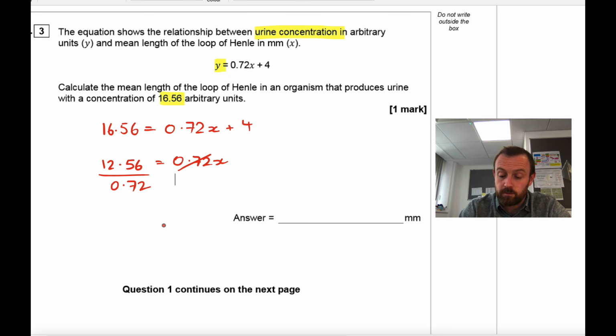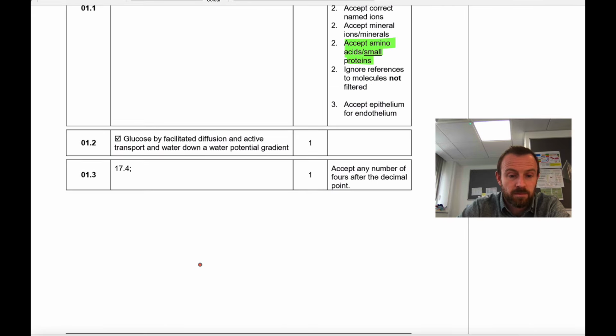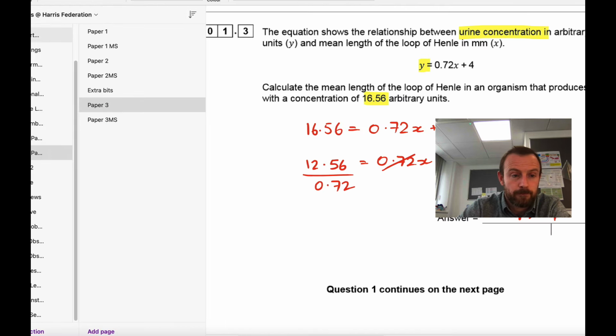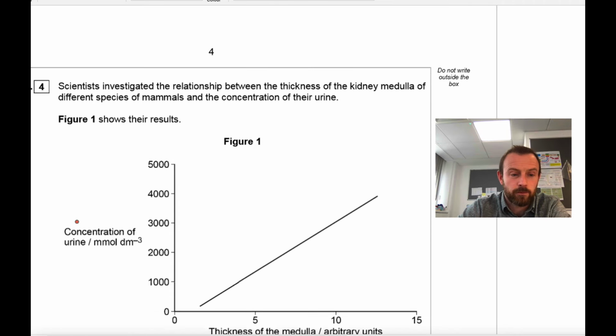12.56 divided by 17.4. Does it tell me how many significant figures? It doesn't, so I will probably give it as 17.4 millimeters. One mark. Let's hope I get that right. Yep, 17.4. On we go.